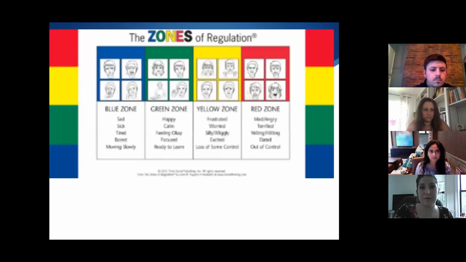Here's an example of the zones of regulation. It divides emotions into 4 different sections, and it can be a really great way to not only help with sleep routine, but to also just help with self-regulation.